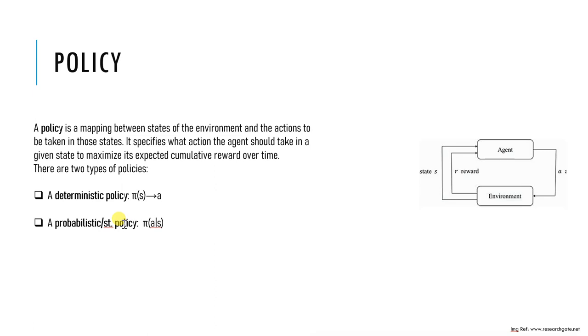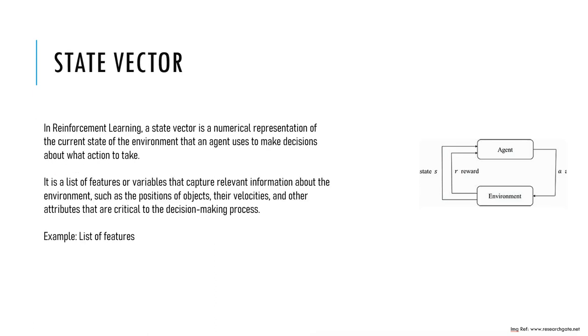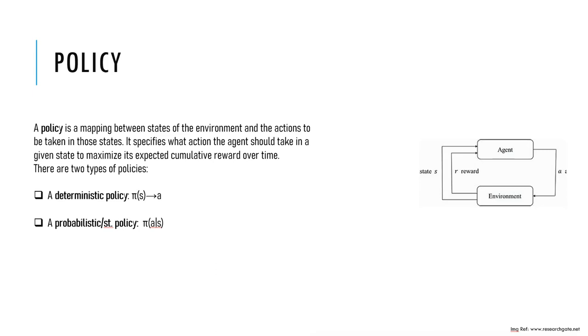So this is what the different types of policy and the state vector are. Now we'll learn what exploration and exploitation are.